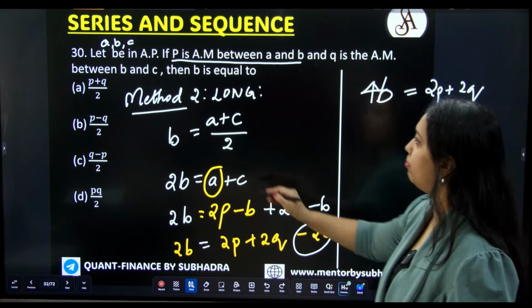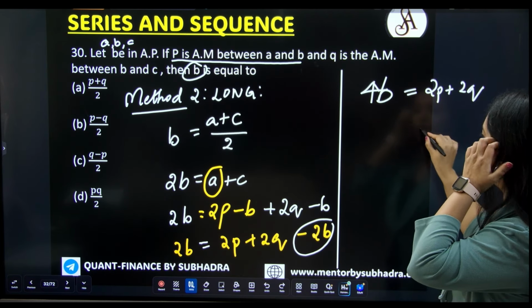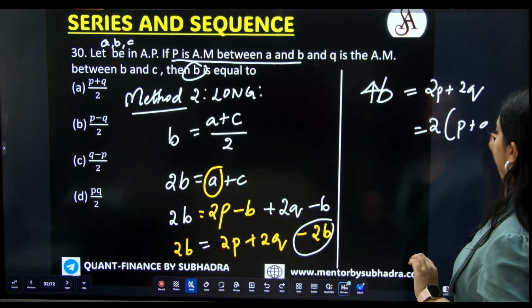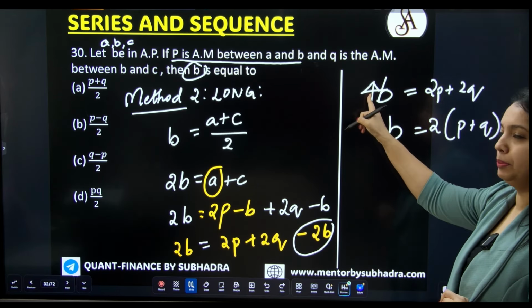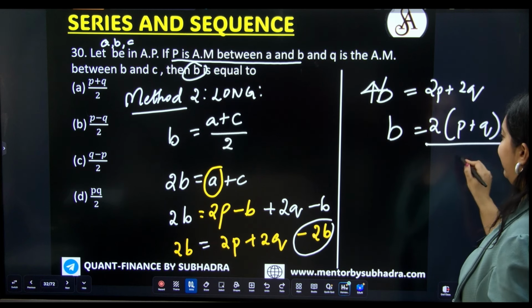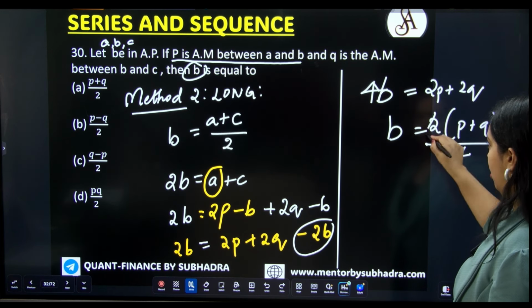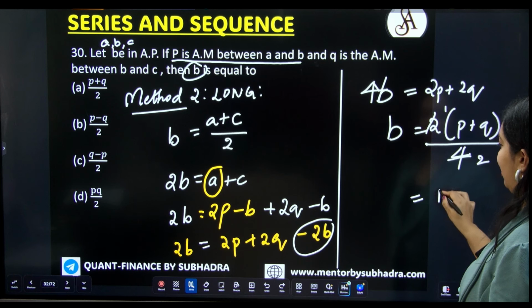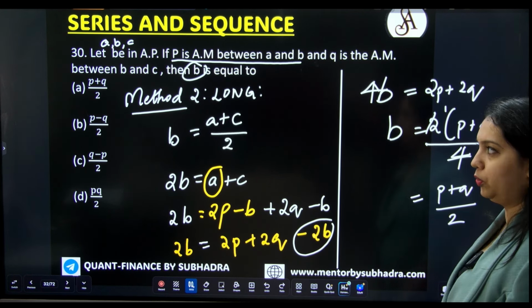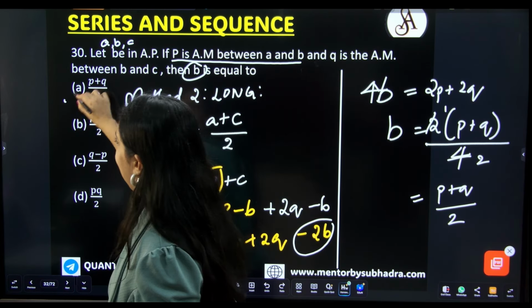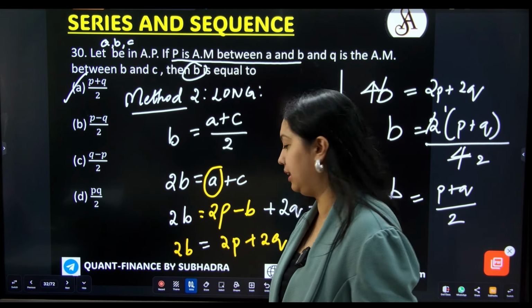I want only the B value. What I will do, take 2 as common outside: P plus Q, B as it is, plus 4 which is multiplied goes to the right hand side and will become divided by 4. 2 ones are, 2 twos are, your answer is P plus Q divided by 2. This I consider a little lengthy method compared to the earlier method that I did.